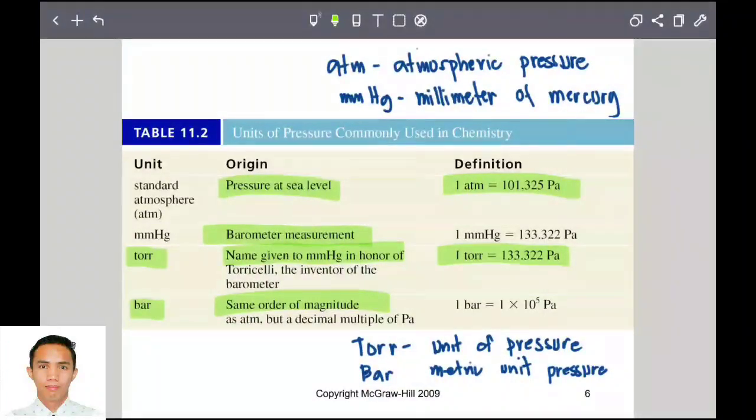So let's summarize. ATM is atmospheric pressure, mmHg is millimeter of mercury, torr is a unit of pressure, and bar is a metric unit of pressure. Now let's go to the next slide.